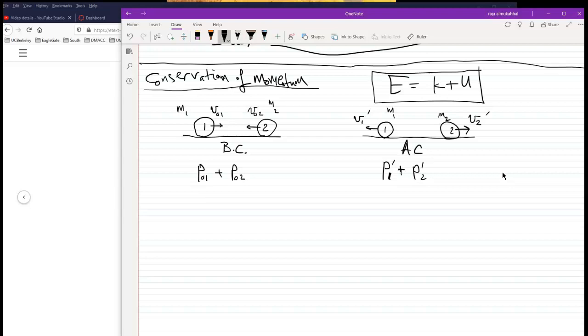So what is P naught 1? Remember, momentum is mv. So that's going to be m1 v naught 1. What about P naught 2? Well, it is m2 v naught 2, but because it's moving to the left, it's going to be negative. So that's going to be minus m2 v naught 2.